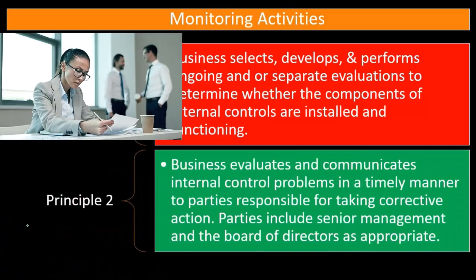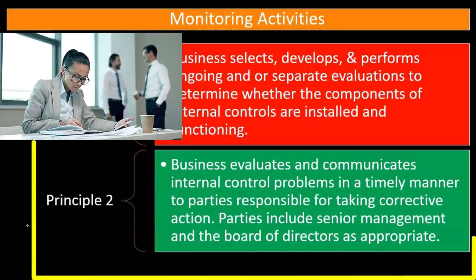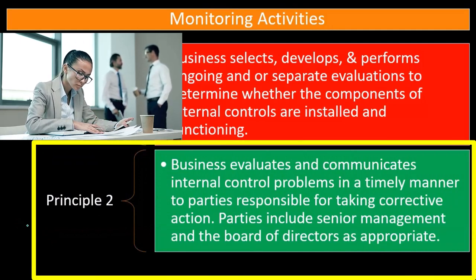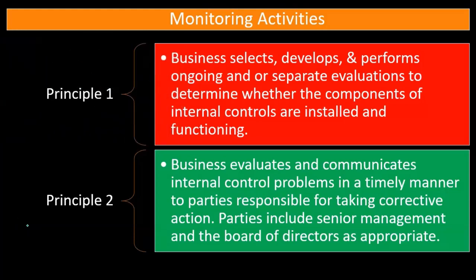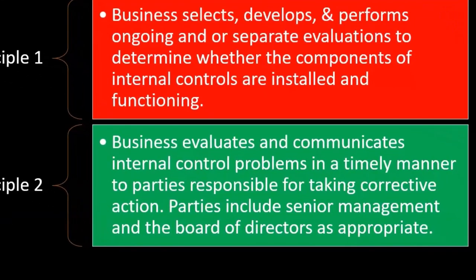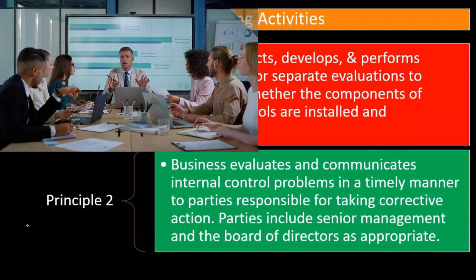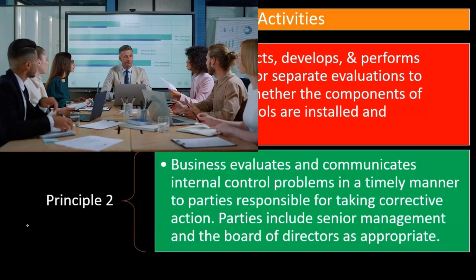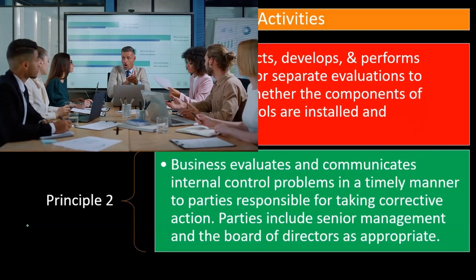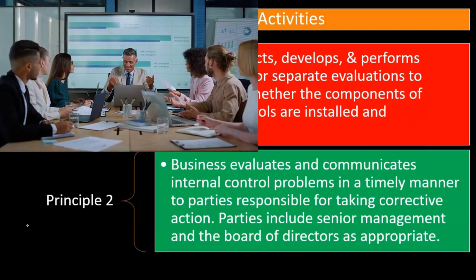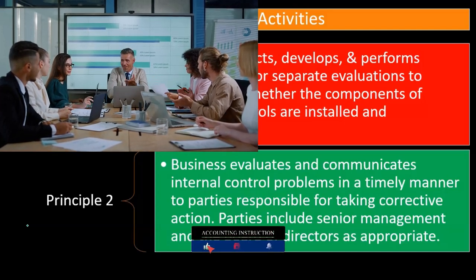Principle number two, business evaluates and communicates internal control problems in a timely manner to parties responsible for taking corrective action. If there's problems in the internal controls in terms of either the way the internal control is set up, not well designed, or in the way it's being implemented, not being followed through with, then we go to the appropriate level of management and discuss the implementation and or design at that point. Parties include senior management and the board of directors as appropriate. Obviously, if it's to the point where we can discuss this with senior management and take care of it, then that would be it. If it's something that's going to be a serious flaw in the internal controls and have substantial risk, then of course we would want to include the board of directors as well.